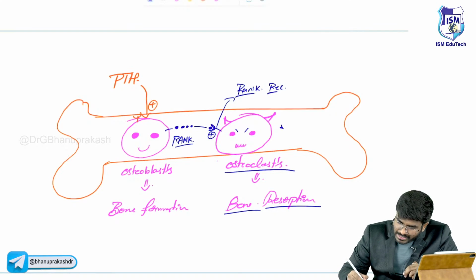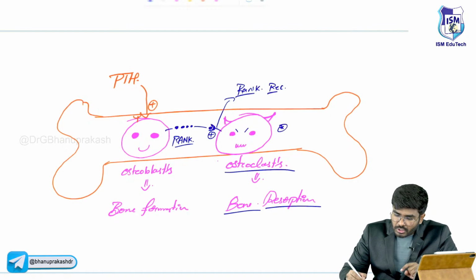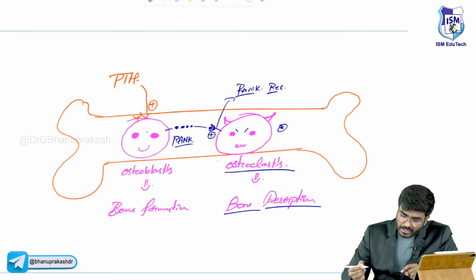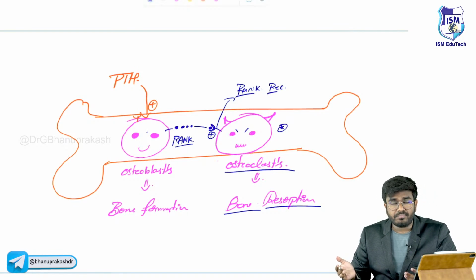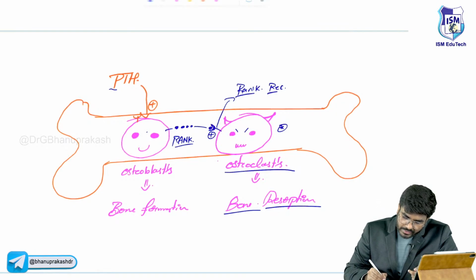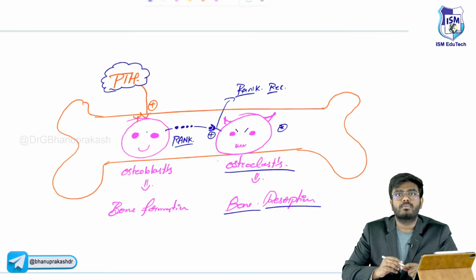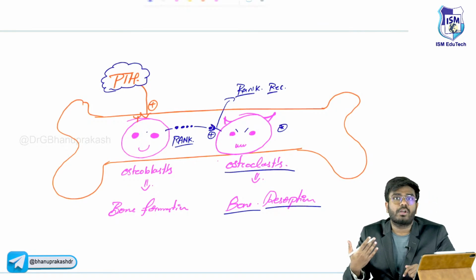So it's the osteoclastic activity. Every time I say, it's the osteoclastic activity regulated by the osteoblast. It's the osteoblasts that regulate the activity of osteoclasts. Then osteoblasts are activated by which hormone? Parathyroid hormone. Parathyroid hormone in high quantities.